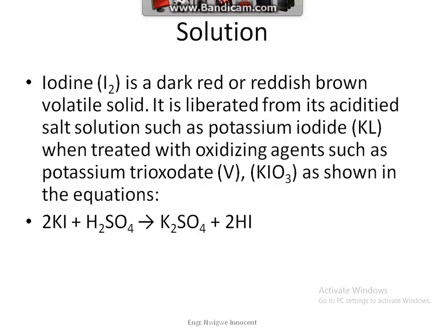tetraoxosulfate 6 acid to give potassium tetraoxosulfate plus hydrogen iodide. Hydrogen iodide plus oxygen to give hydrogen oxide plus iodine. Answer is D.